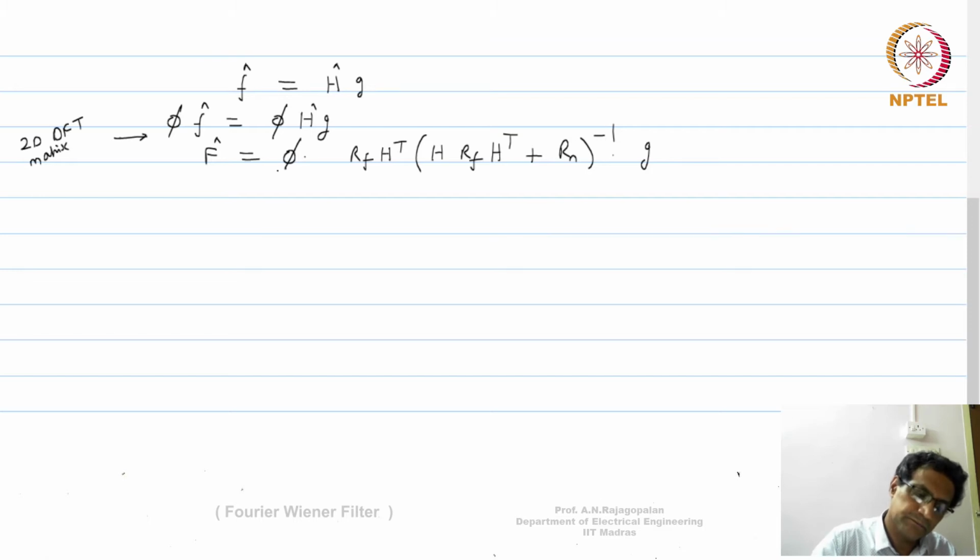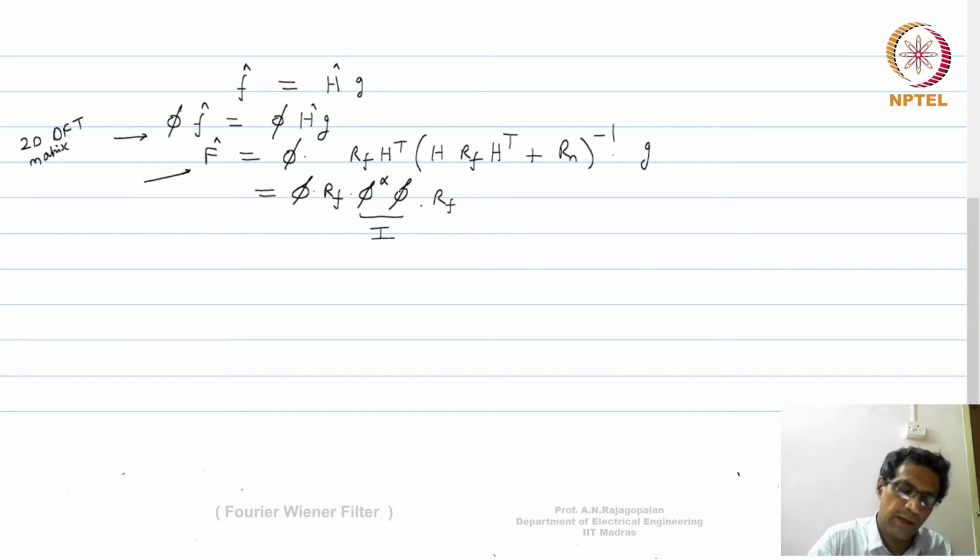Now, on the left we've gone into the Fourier domain already, but on the right, we're not seeing anything like that. So let's play the usual trick. Let's do Phi RF Phi star Phi. We know that Phi star Phi is identity, therefore that is not going to change anything if you put Phi star Phi between RF and H transpose.